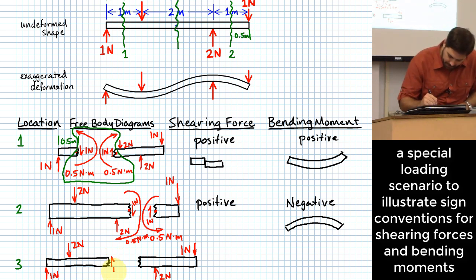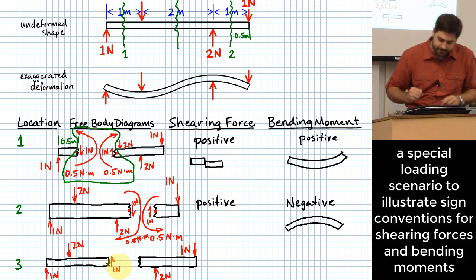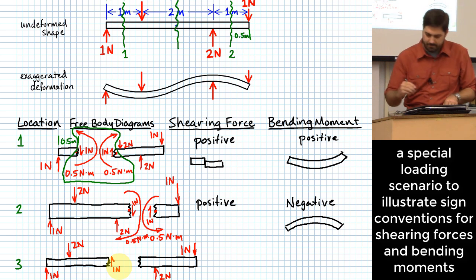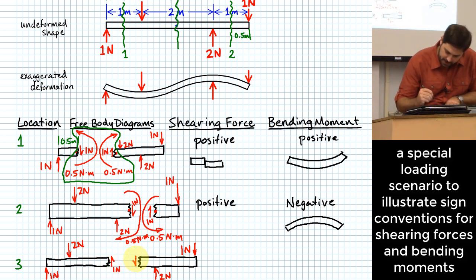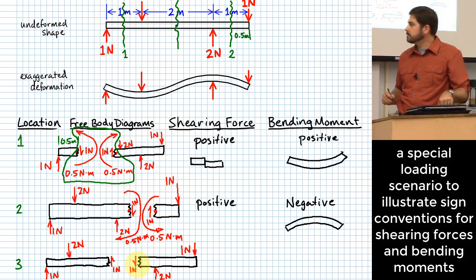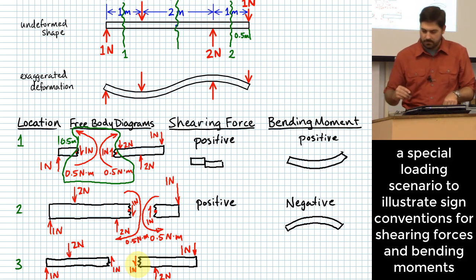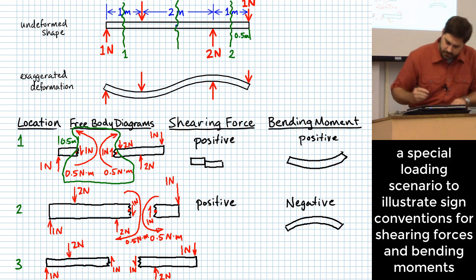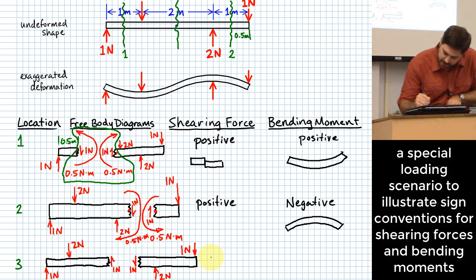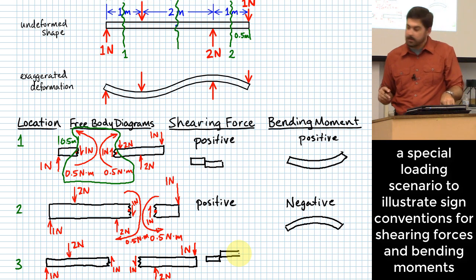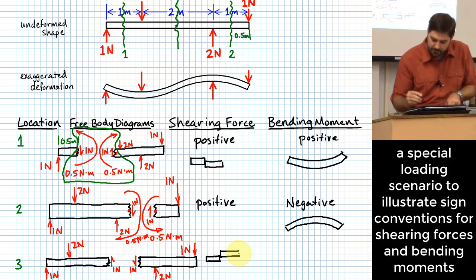So 1 Newton here, not Newton meter, 1 Newton. What about on the other side? Okay, opposite direction but the same value, right? 1 Newton there as well. So what direction is that shearing force? It's a shearing force that tries to make this go the other direction, right? The right side wants to rise relative to the left side. And that is a negative shearing force.